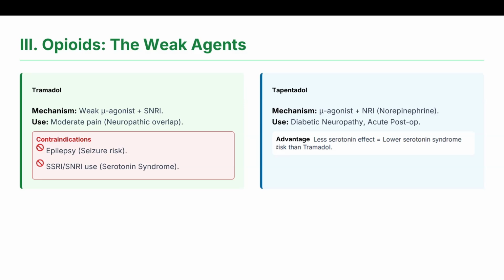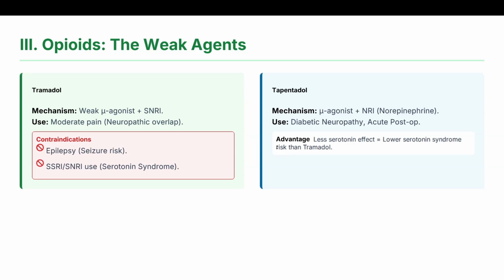Tramadol is yet another most commonly used analgesic in inpatient as well as outpatient settings in selected patients. It has a weak mu agonist and SNRI action. It is used for moderate pain with neuropathic overlap. The main disadvantage is it can induce seizure as well as serotonin syndrome. Always be careful if a patient has a CNS issue.